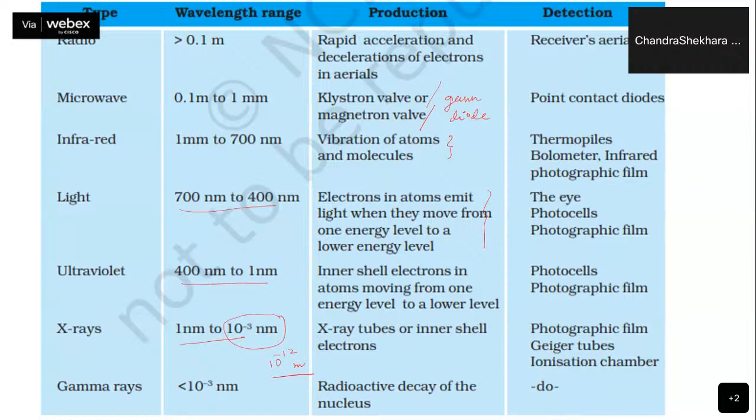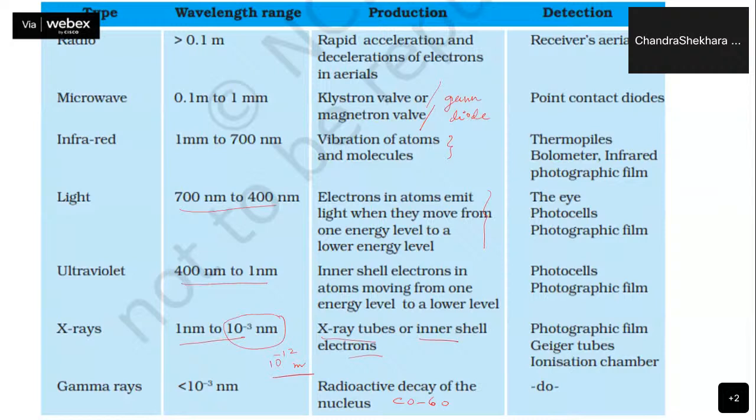Similarly, when the innermost shell electrons are bombarded with another electron, they emit X-rays, which are generated even by X-ray tubes. All the radioactive elements will give rise to radioactive decays of the nucleus. Most of them will give rise to gamma rays, like cobalt 60. It's a gamma emitter. It's a very, very harmful emitter, which has medical applications.